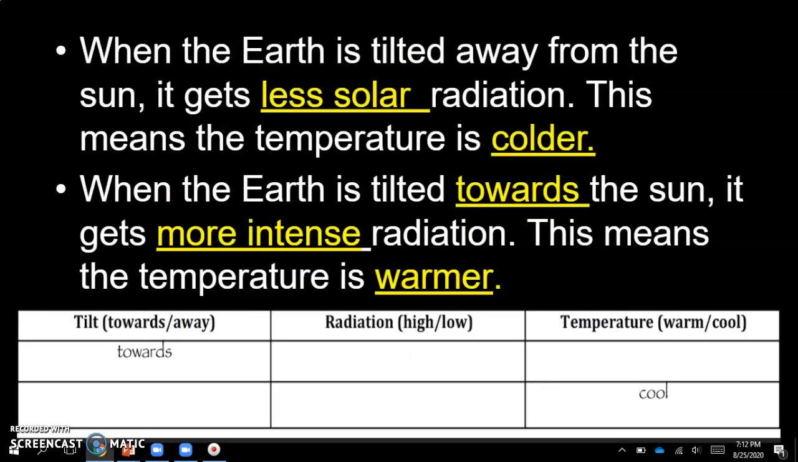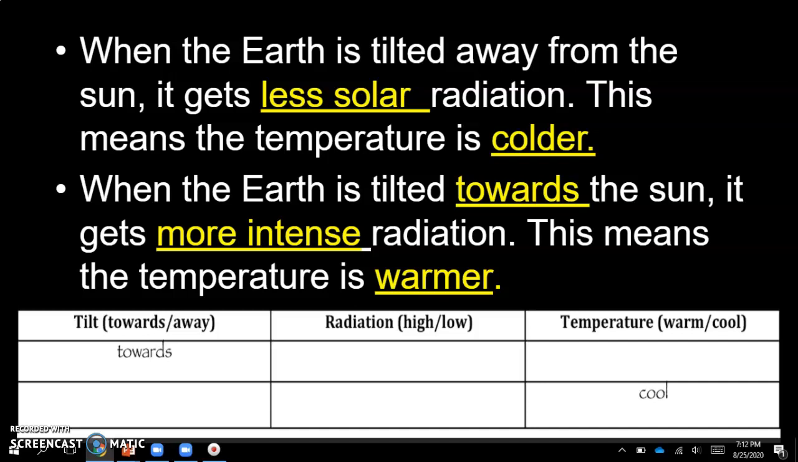So when the Earth is tilted away from the sun, it gets less solar radiation. The sun emits energy in the form of radiation, and that radiation is what heats up the Earth. Right now we're in summer. Our hemisphere is facing towards the sun, and we are getting a lot of radiation daily, which is causing it to be hotter, right?